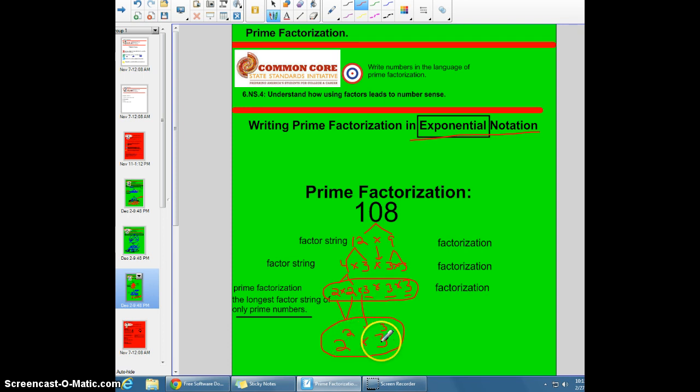2 squared times 3 cubed, or 2 squared times 3 to the third power, or 2 to the second power times 3 to the third power equals 108.